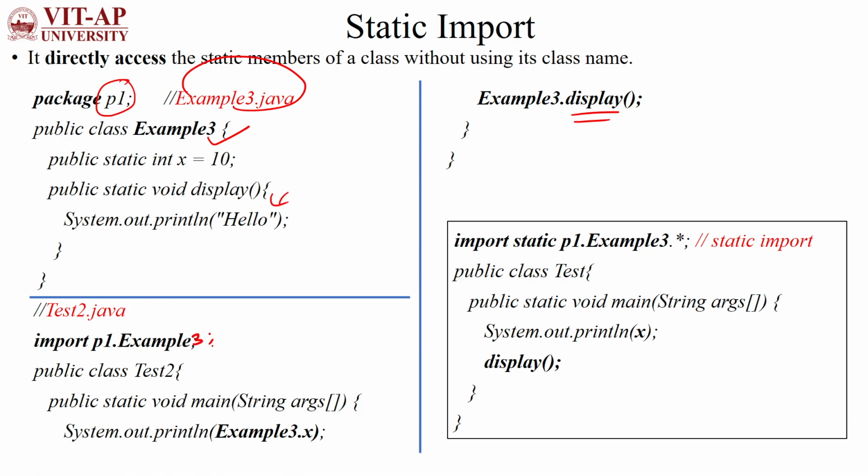Here also you see this is not a static method. So here we are using the static keyword. When you are using the static keyword, there is no need to use example3 dot x. You can directly use x. This is the difference between using the import without static and with static. If you are using static and the variable is also static, you can access it directly. If you are not using the static keyword when importing the package, then you have to use the respective class name.